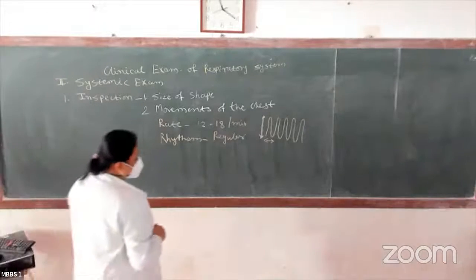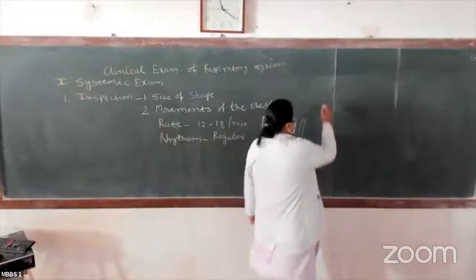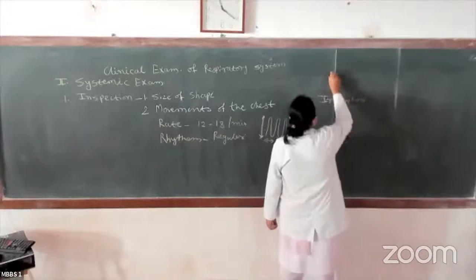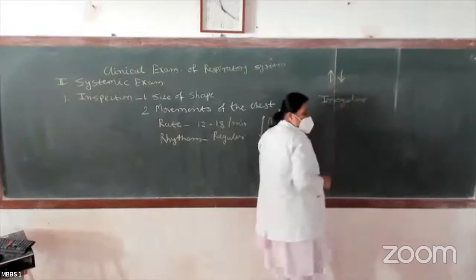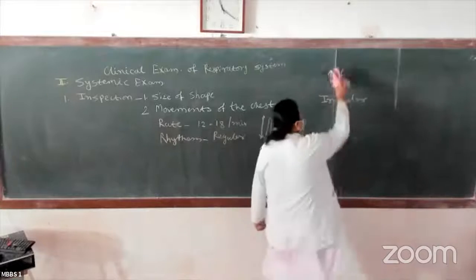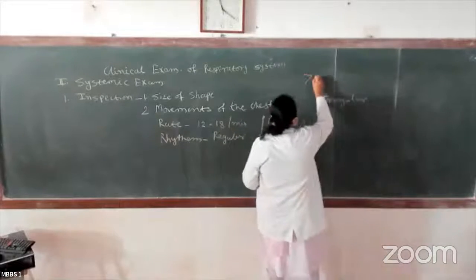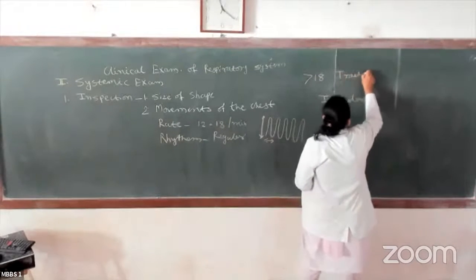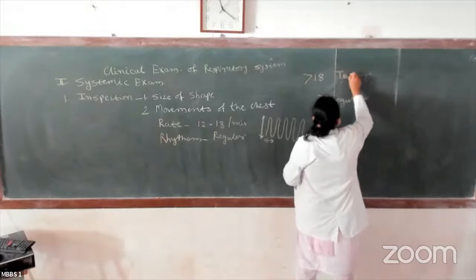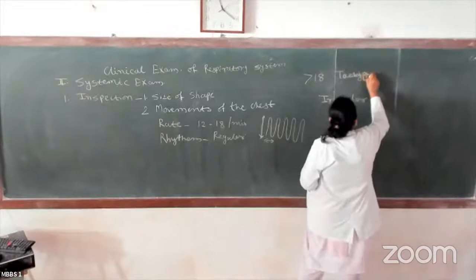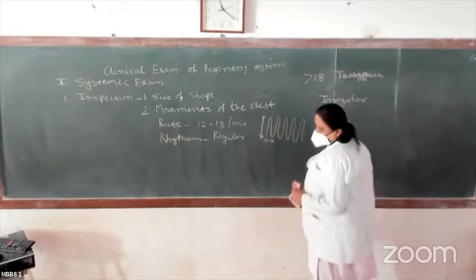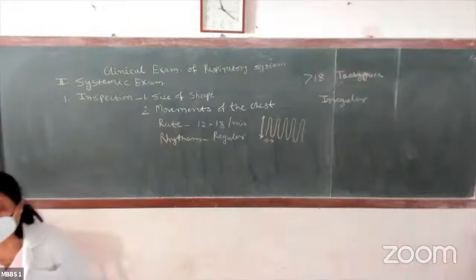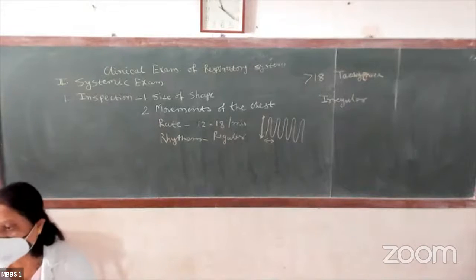In some lung diseases or respiratory disease conditions, the rhythm becomes irregular, and the rate may be increased or decreased. If there is an increase in the respiratory rate to more than 18, what is the condition called? Tachypnea. The respiratory rate increases in fever, after exercise, and with excitement.